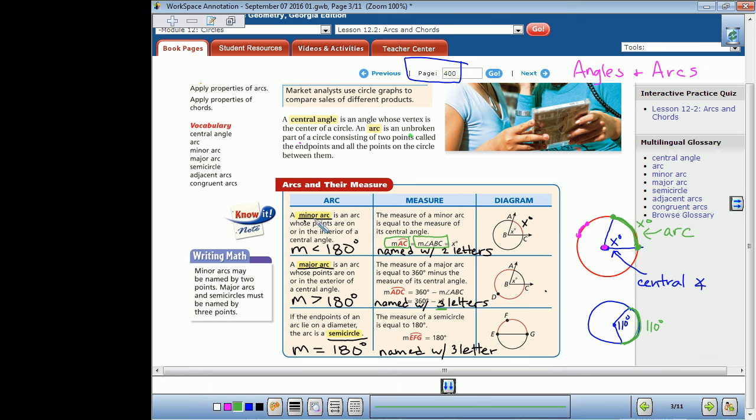Now, minor arcs can be named with 2 letters. So this is a minor arc. It appears to be maybe 70 degrees. It didn't say, but it's definitely less than 180, isn't it? So minor arcs can be named with 2 letters, whereas major arcs need 3. And we need that third one to let us know what direction we're going.